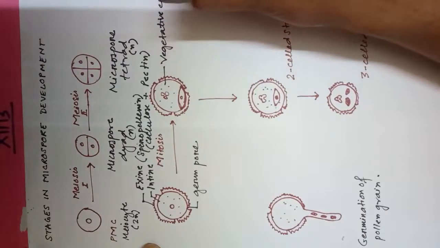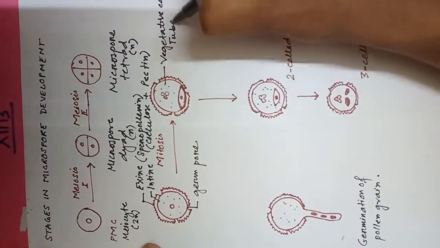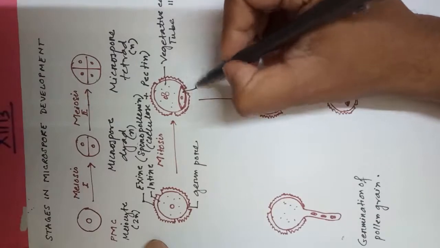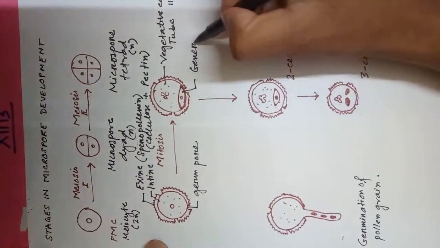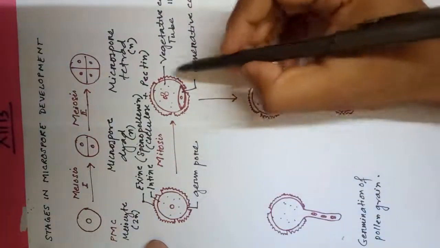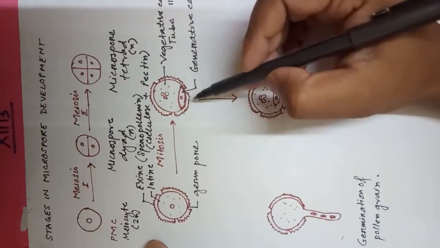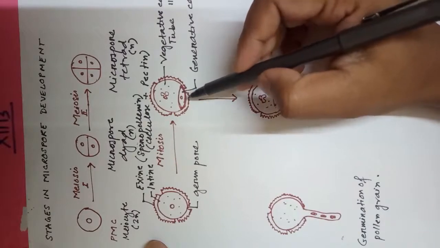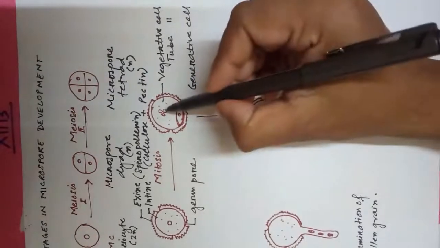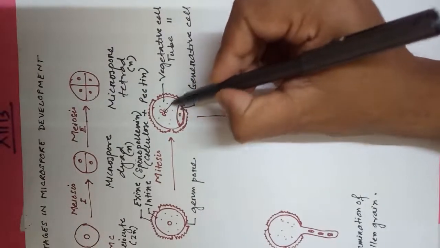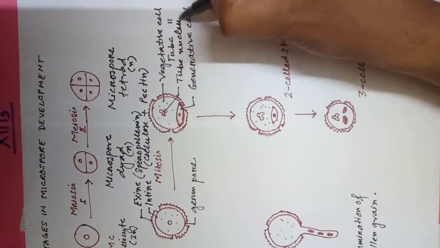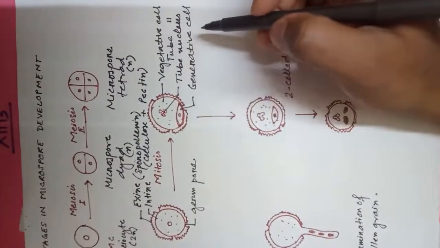This big cell is called vegetative cell, also called tube cell, because this cell later helps in the formation of pollen tube, and the small cell is called generative cell. So after mitosis from a single microspore, we get two cells, one big vegetative cell or tube cell, and one spindle-shaped cell present at the bottom, called generative cell. Now students, you find one irregular nucleus in the vegetative cell. The nucleus of the vegetative cell is called tube nucleus.